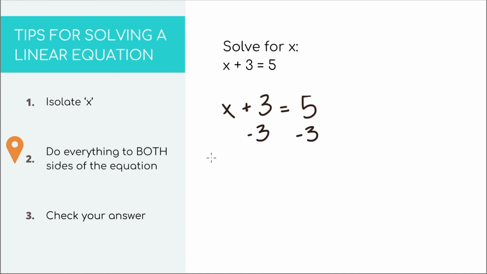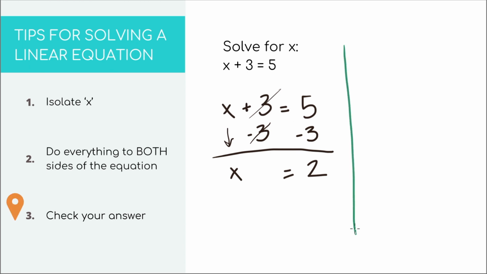And when we put it all together, we're not doing anything to our x, so let's bring it down. 3 minus 3 equals 0, which cancels out. And 5 minus 3 equals 2. And now we have x equals 2, which is our final answer.